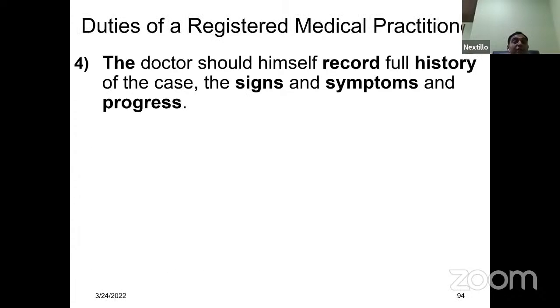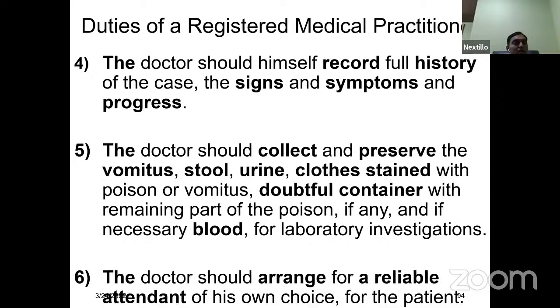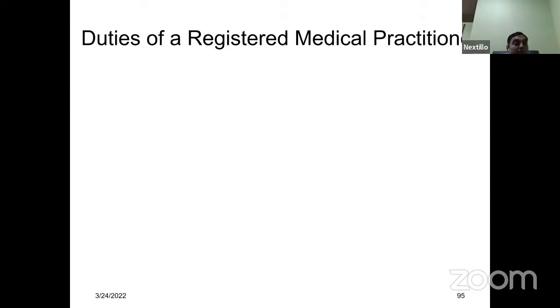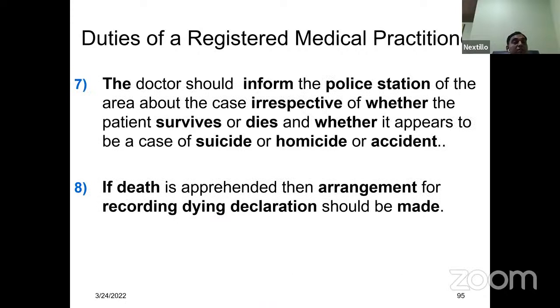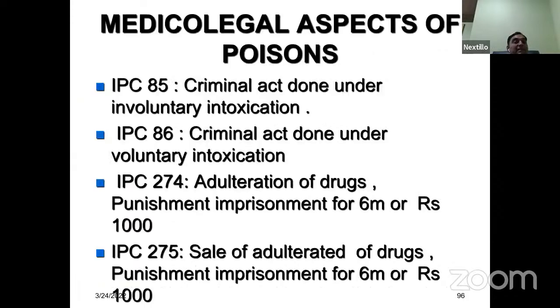The doctor should himself record the history of the case, and the signs and symptoms of the progress. The doctor should collect and preserve the vomit, stool, urine, clothes, and stains, whatever is available, and arrange a reliable attendant. Inform the police station irrespective of whether the patient survives or dies, and arrangements for recording the dying declaration must be made. If death happens, the death certificate should mention poisoning or suspected poisoning, and a post-mortem examination is always recommended. These are some of the medico-legal aspects of poisons.